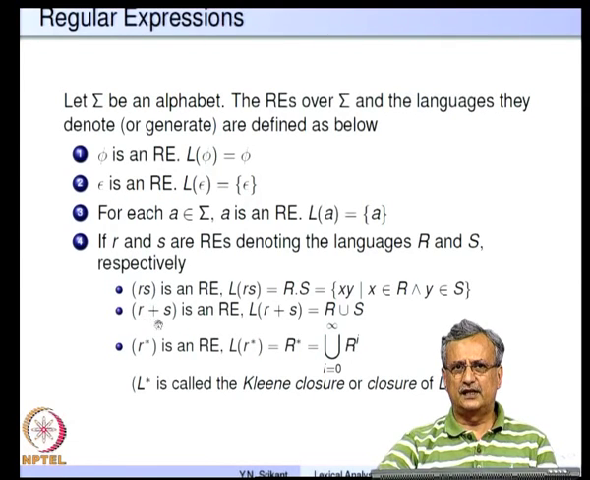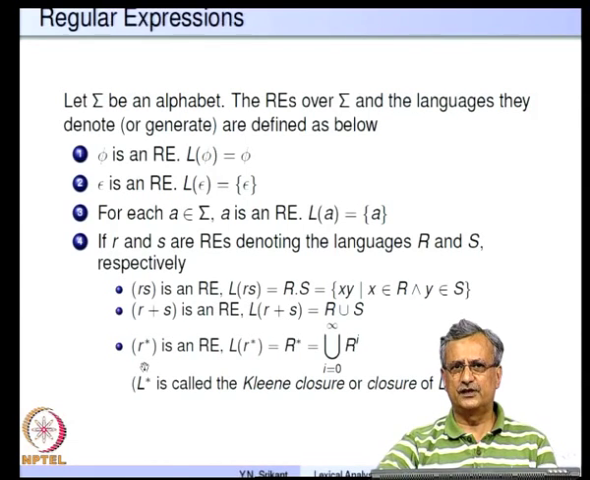Now, another operator is the plus, which corresponds to union in the case of languages. So, R plus S is a regular expression, and the language of the regular expression R plus S is the union of R and S, R union S. So, the sentences or strings generated by either R or S are both in the language of the regular expression R plus S.